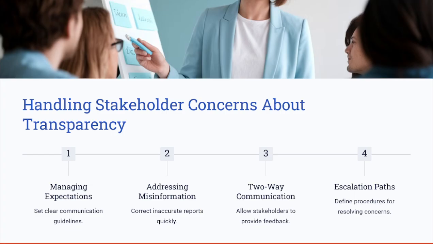Two-way communication is also one of these ways, by allowing the stakeholders to provide feedback on the provided status report or message. So this is how you enhance the two-way communication between you and the stakeholders, which is also a very important part of transparency. Finally, we have the escalation path. An escalation path is like defining the procedures for resolving the concerns.